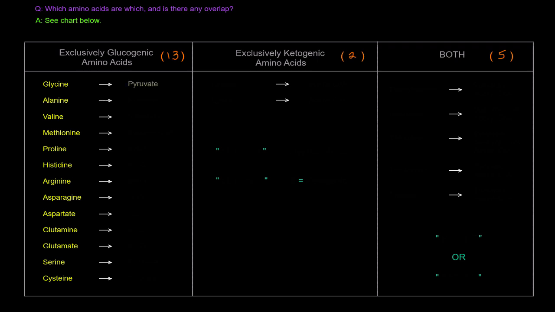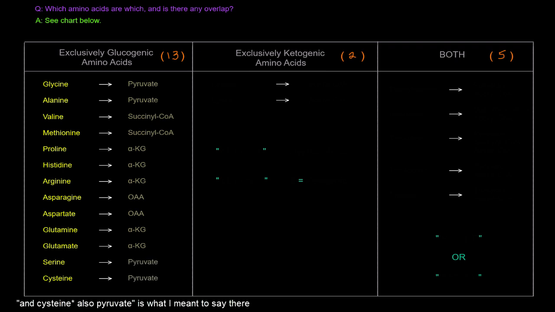So glycine gives rise to pyruvate, alanine to pyruvate, valine gives rise to succinyl-CoA. Methionine gives rise to succinyl-CoA. Proline, alpha-ketoglutarate, histidine, alpha-ketoglutarate, arginine, alpha-ketoglutarate, asparagine, oxaloacetate, aspartate, oxaloacetate, glutamine, alpha-ketoglutarate, glutamate, alpha-ketoglutarate, serine, pyruvate, and cysteine, also pyruvate. None of those are acetyl-CoAs. None of these amino acids give rise directly to acetyl-CoA. Okay, so they are exclusively glucogenic.